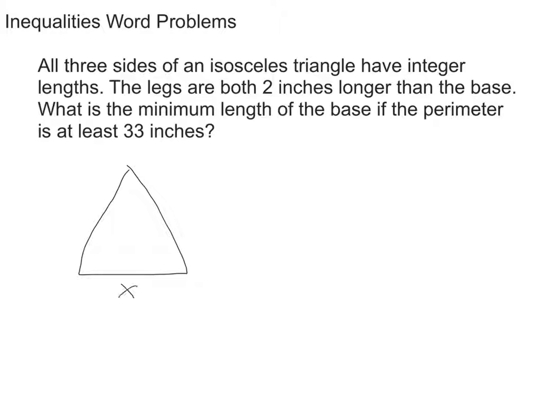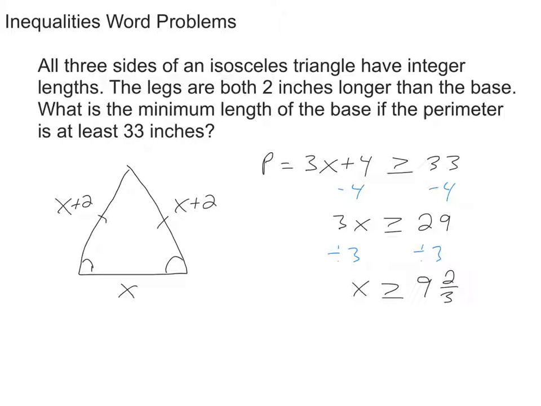I'll call that x. And to show that this is an isosceles triangle, which would have 2 base angles that are the same and 2 legs that are the same, or congruent, then those are both 2 inches longer than the base. So I'm going to call that x plus 2 in both cases. Now I'm interested in the perimeter, so I'm going to add up all 3 of those. And since the perimeter is 3x plus 4, and it has to be at least 33 inches, at least means greater than or equal to 33. And now I just go ahead and solve that inequality.